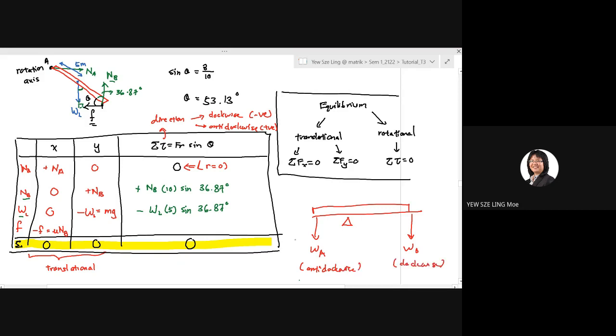So even though for both WA and WB the Y component is negative, when it comes to torque, WA will give you a positive torque and WB will give you a negative torque. So for this question, the sign convention is just coincidentally the same as the y-axis. It doesn't mean that it follows the y-axis.